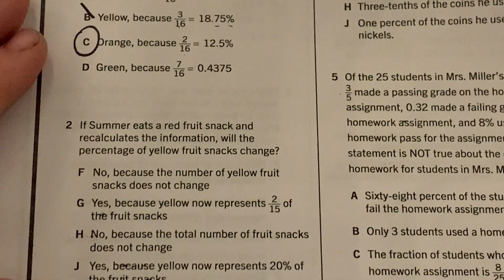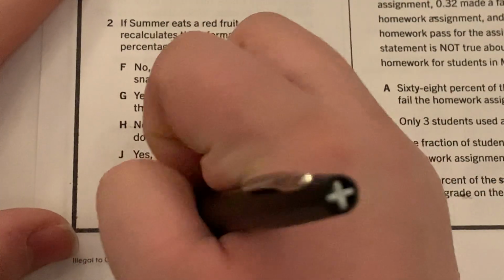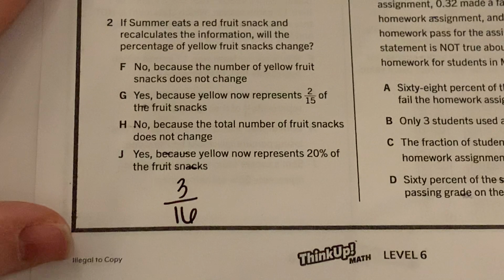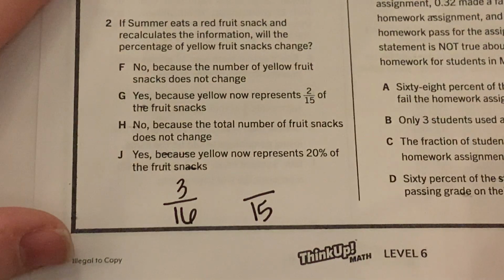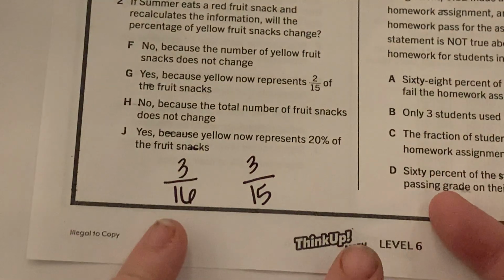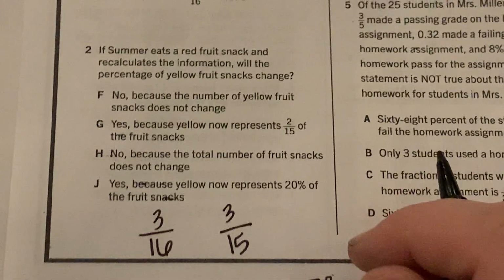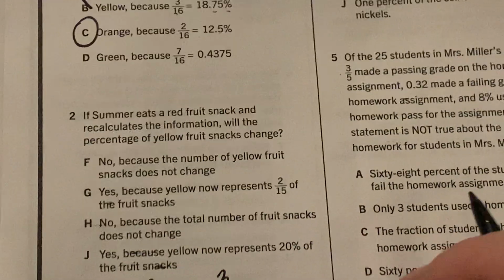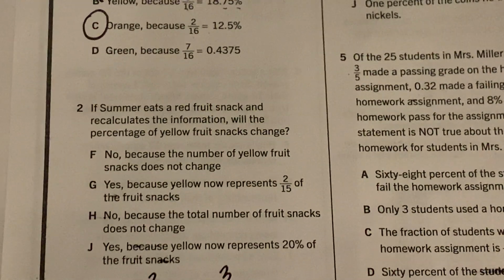So let's think about this. There were originally 3 yellows out of 16, correct? If we take 1 red out, what is our total now? 15, right? And how many yellows do we have? Is 3 over 16 and 3 over 15 going to give us the same decimal? No. So are the percentages of the yellows going to change? Yes, they're going to change.